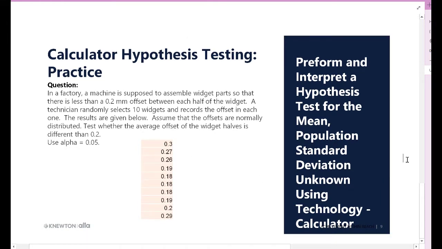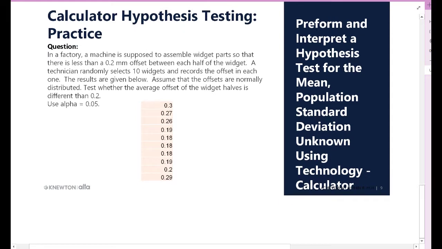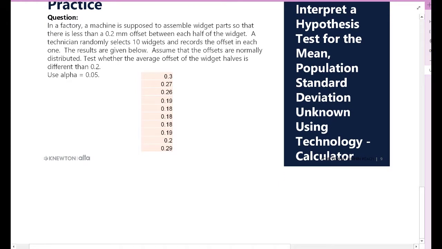All right, so in a factory, a machine is supposed to assemble widget parts so that there is less than a 0.2 millimeter offset between each half of the widget. A technician randomly selects 10 widgets and records the offset in each one. The results are given below. Assume that the offsets are normally distributed. Okay. Why do we have to assume normal distribution?